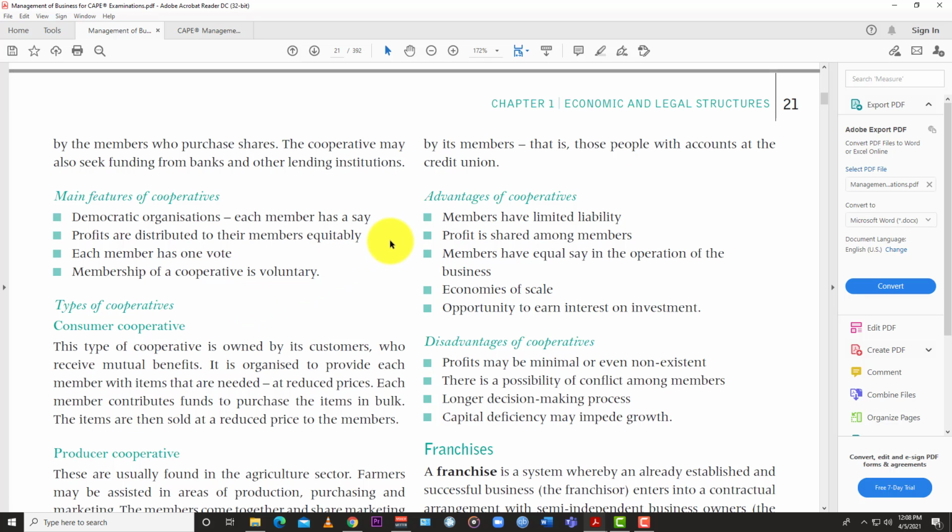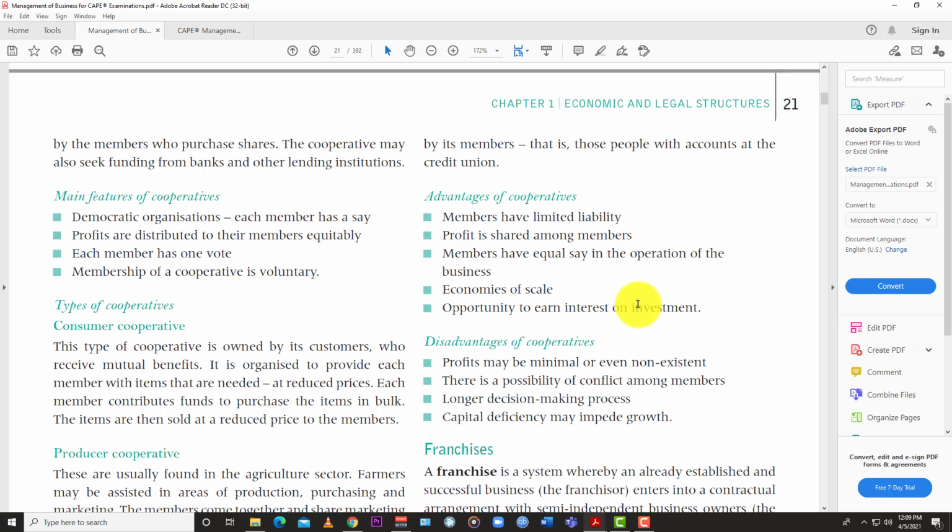Now, advantages of a cooperative. Members have limited liability. Again, limited liability speaks to the fact that you can only lose what you invested in that company. You cannot lose anything that's not invested. You cannot lose a house, things like that. Right? Members have limited liability. Profit is shared among members. Great. Members have equal say in the operation of the business. So remember I said they can go to the meetings and vote who they want to be on the board.